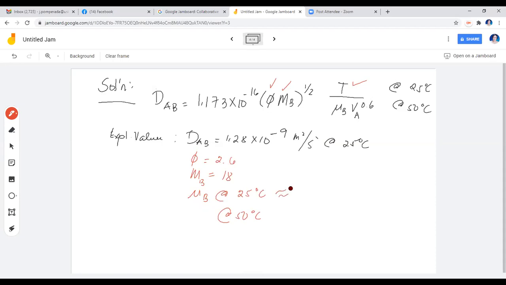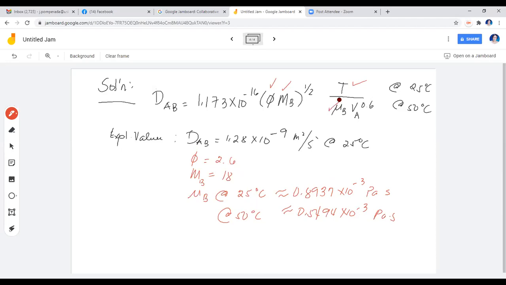Since the book has already given us the mu sub B at 25 and at 50, I might as well use this one. In your case, this will not be given to you. You will be the one who's going to look for this in the appropriate property table. So times 10 raised to negative 3 Pascal second. And at 50, this is 0.5494 times 10 raised to negative 3 Pascal second. So we're good with this.